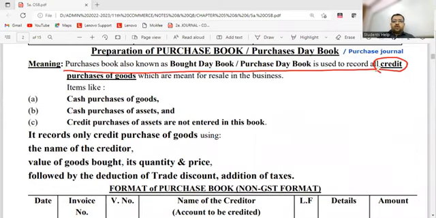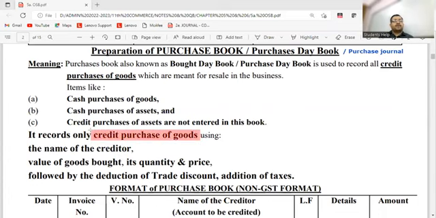It is used to record all credit purchase of what, children? Only goods. We'll ignore cash purchase of goods. We'll ignore cash purchase of assets, as well as we'll ignore credit purchase of assets. It records only and only, children, credit purchase of goods. While putting it, we'll mention the name of the creditor, the value of goods bought, that is quantity multiplied by price, and children, we'll deduct trade discount. If any GST, CGST, SGST, IGST is there, we'll simply add up.